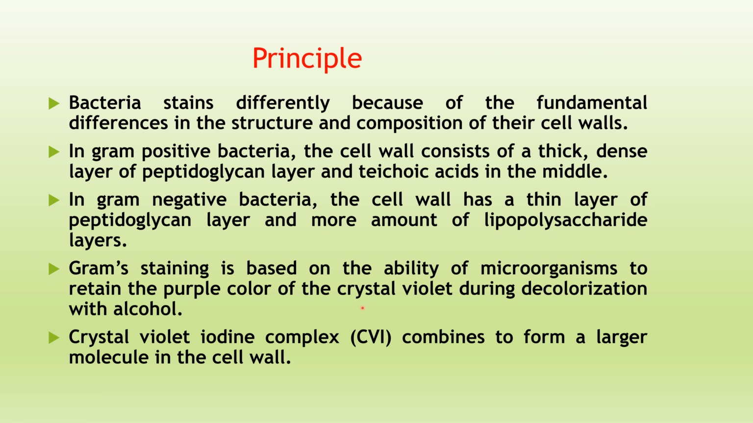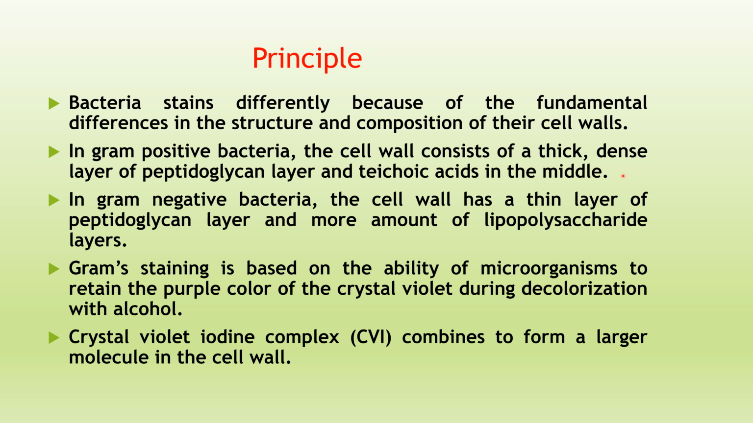Coming to the principle behind gram staining, bacteria stain differently because of fundamental differences in the structure and composition of their cell wall. In gram positive bacteria, the cell wall consists of a thick peptidoglycan layer and also teichoic acids in the middle. The thick peptidoglycan layer is made up of N-acetyl glucosamine and N-acetyl muramic acid, so a network-like structure is there in the cell wall, and it is very hard to remove.